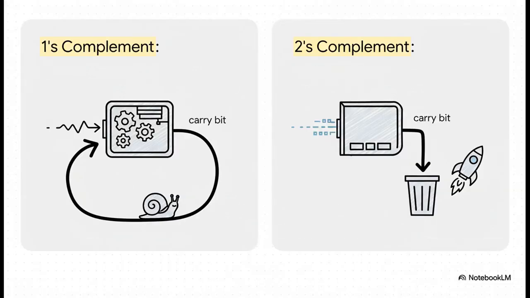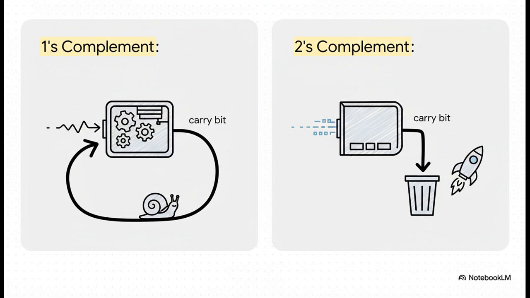And this is where those different ideas for negative numbers come back into play. See? Both 1's complement and 2's complement can pull off this magic trick. But in the end, 2's complement won the race and became the modern standard. Why? Simple. It's just faster and more efficient for the hardware.